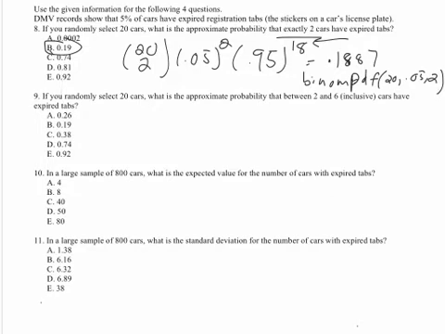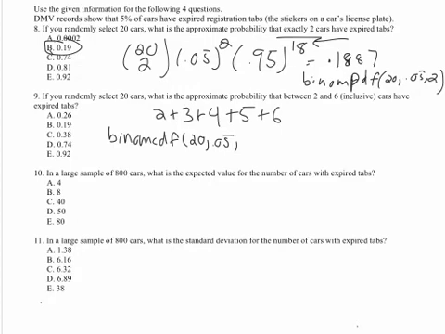Nine, if you randomly select 20 cars, what is the approximate probability that between 2 and 6 inclusive? So that means I really want 2 successes, plus 3 successes, plus 4 successes, plus 5 successes, plus 6 successes. So let's think back to that silly little game we played when we did these notes. In terms of our calculator, I would want to do a binom CDF, 20, comma, 0.05, comma, and I want to add first. So I want to overshoot what I want. I want to get a binom CDF with 6 in there. That technically gives me 0, 1, 2, 3, 4, 5, 6.